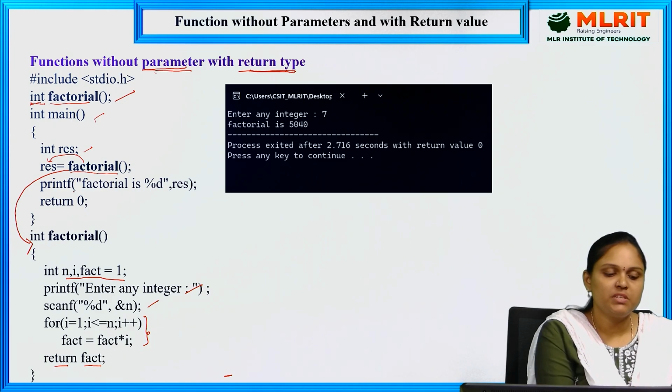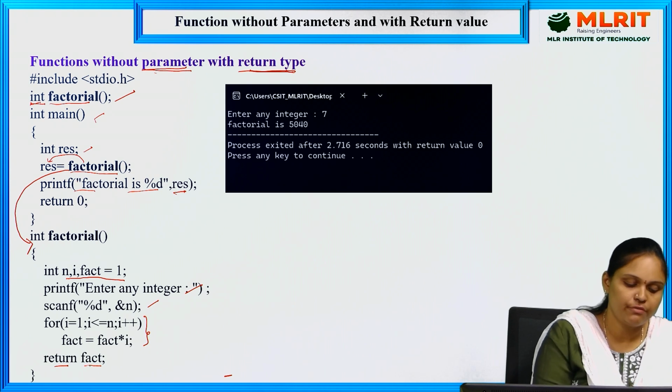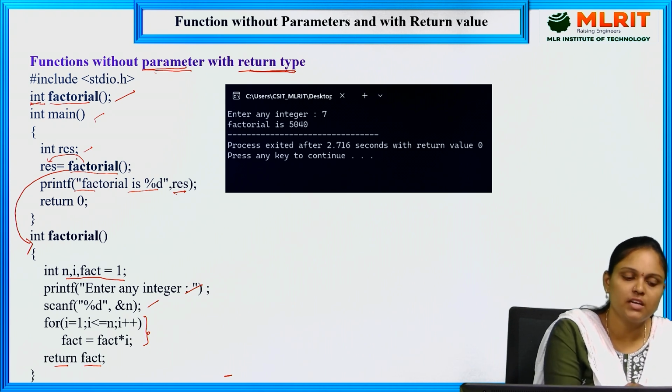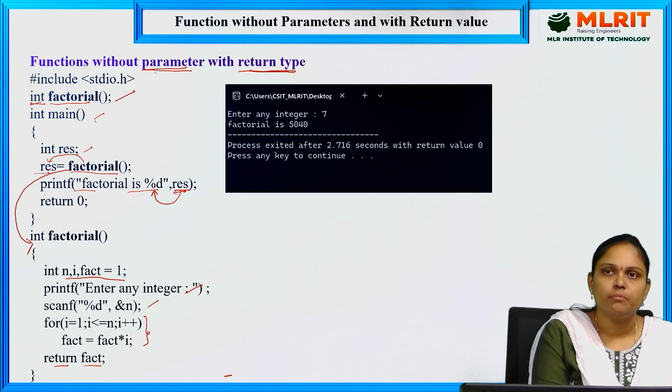And by using this printf statement, we are printing "factorial is %d". The fact value is returned to the main function and assigned to the res variable. That is the reason why we are writing the res variable here, and whatever value we have in it will be reflected in this control string place.